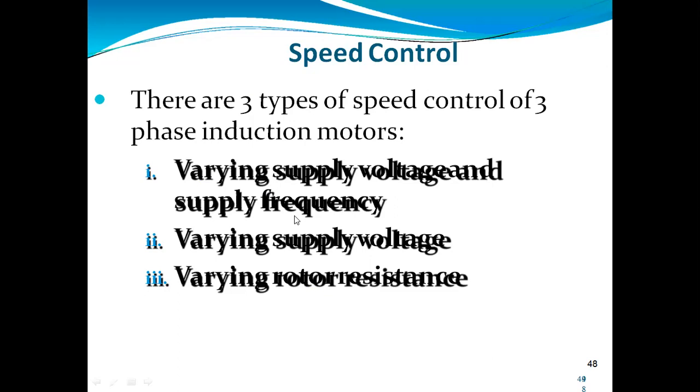Again, we have the equation for torque: T equal to S into R2 into E2 square upon R2 square plus Sx2 square, into 3 upon 2 pi Ns. So we can say the speed depends on the torque, on the rotor resistance R2, and on E2.